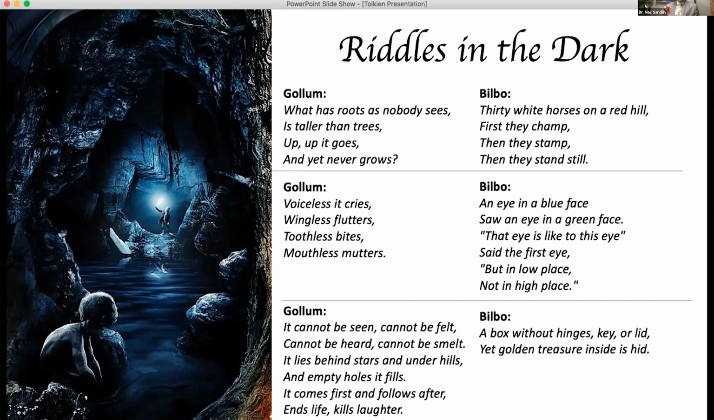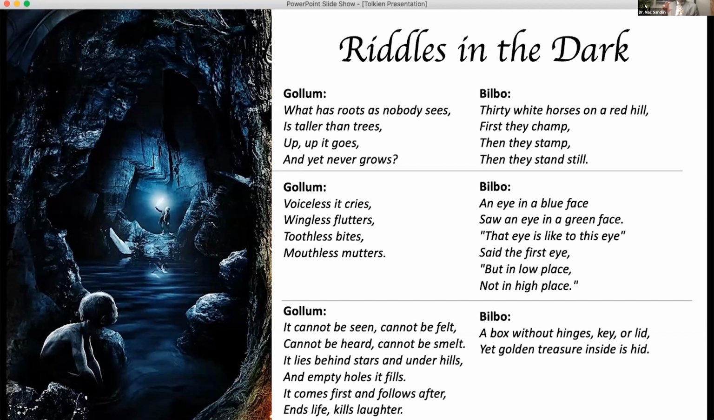Notice also when Tolkien writes the lyrics of this, because these riddles are very much like songs, look at how many S's show up there on your screen. Voiceless, it cries, wingless, flutters. All of this is in part because, of course, Gollum is always hissing and sissing, but also because when you want to make the sound of the wind, you say s, the wind blows around. The sound that the S makes is a very windy, airy sort of sound. And so the form of the poem that Tolkien writes mirrors the answer.